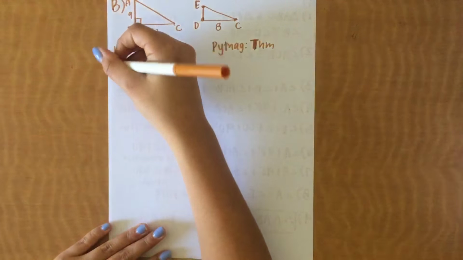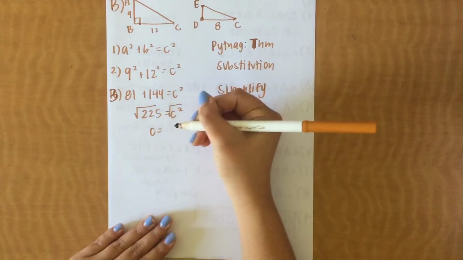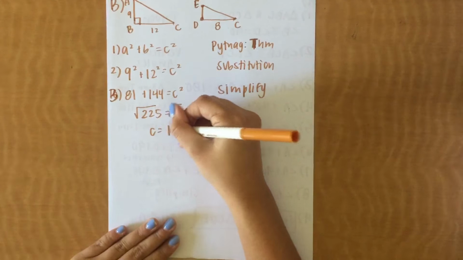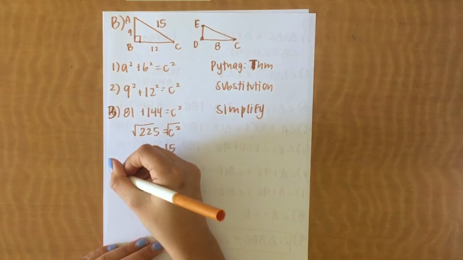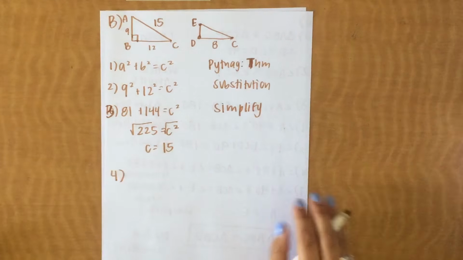So just simplifying, this is 225 equals c squared. And then you just have to take the square root. So c is equal to 15. So right here is 15. So now we know all of these sides, and we just need to figure out this side here. So step 4, we'll make ratios. So we'll put this as x for now.